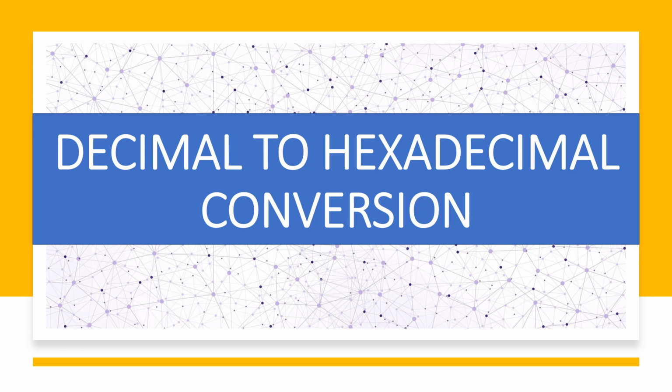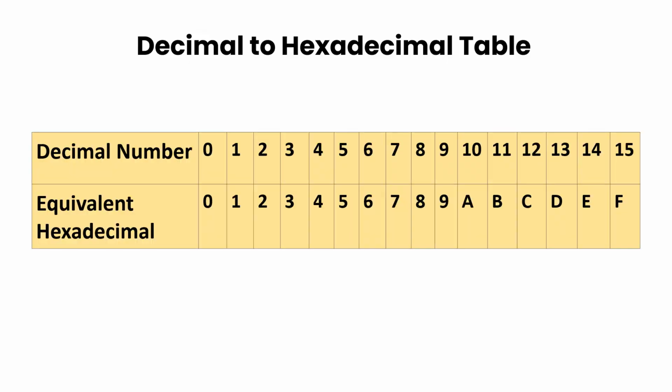Decimal to hexadecimal conversion. To convert a decimal number to a hexadecimal number, we should remember this table so we can solve the problems in a quick way.